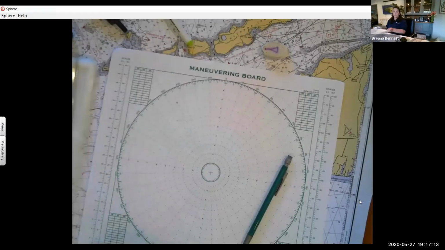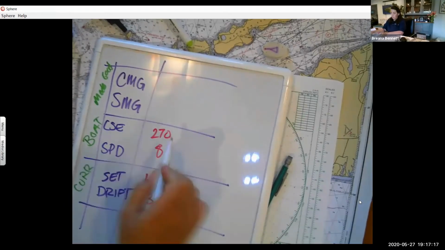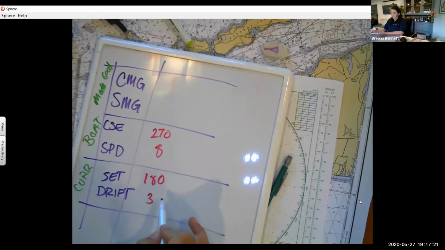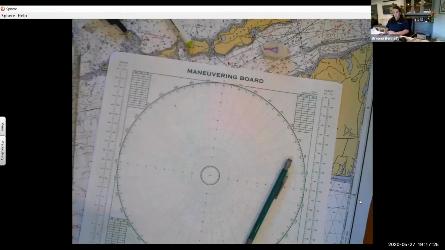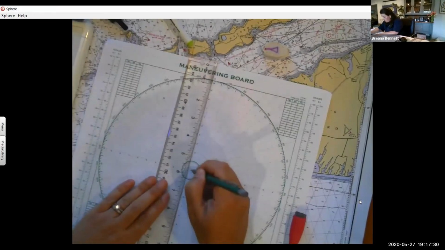Okay, so I always put it on my table. The boat is 270 at 8 knots. The set is 180 at 3 knots. So I'm going to start with current. I'm going to draw 180.